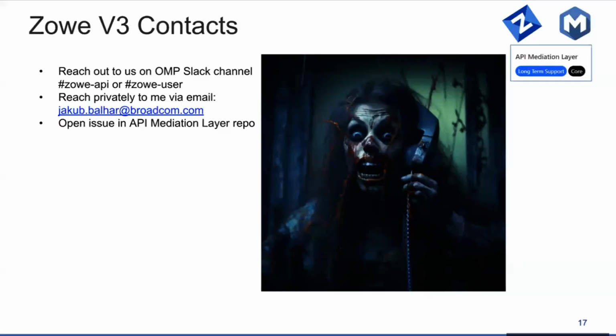If you have any questions that were not answered during this call, then there are 3 primary ways of contacting us. Either reaching out to us on the OMP Slack channel via either Zowe API ML or Zowe user, or it's possible to reach privately to me via email. The email is part of this presentation. Or if you have a question, you can open an issue in our repo, and we are doing a weekly triage where we will take a look and answer the questions as well as we can.